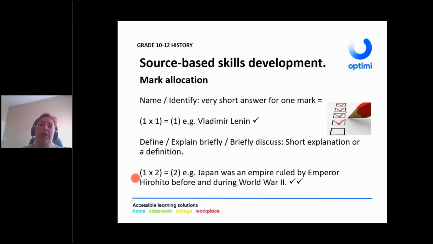Then we can also give you a mark allocation like 1 times 2 equals 2. Now this means it's not just one brief answer that you need to give for 1 mark, but it's also not a long answer that you need to give. It's just one thing that you need to properly explain. So this can be a definition, for example, define a Cold War. Or explain briefly what happened between the two superpowers regarding the arms race. Briefly discuss. In other words, it's a short explanation or a definition for 2 marks. So it's one thing that you need to explain for 2 marks. So please don't write only one aspect and don't write more than that.